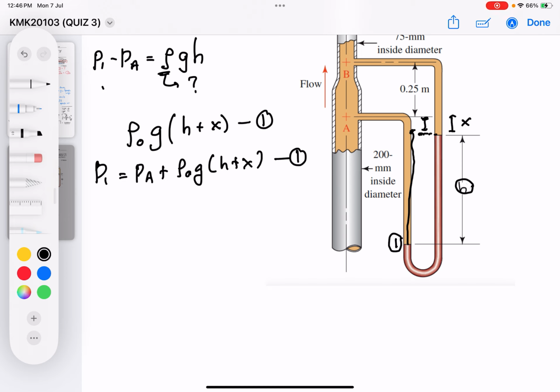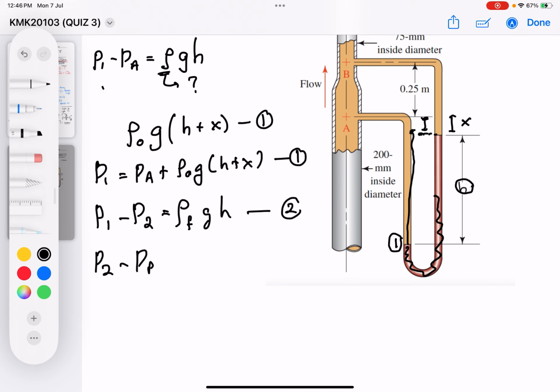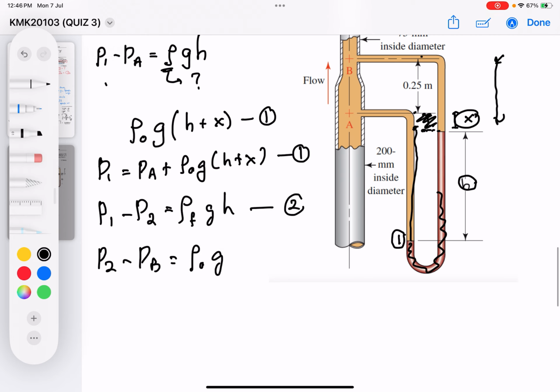Equation number 2 should be straightforward. P1 minus P2: between point 1 and point 2, it was filled with the mercury. Therefore, I'm going to say rho of the mercury multiplied by g multiplied by h. I can name it equation number 2. Then P2 minus PB is equal to the distance from this point to point B over here. From here to here was 0.25, but this area is unknown, so we assume it equals x as before. Therefore, rho of the oil multiplied by g multiplied by (0.25 plus x).